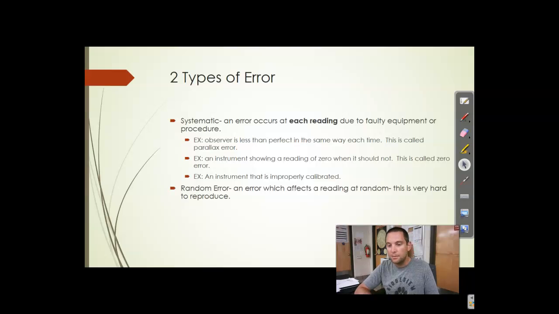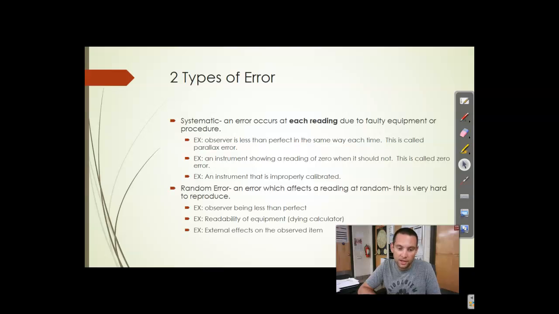Random error happens when there's a reading at random. Very hard to reproduce, so it's going to show up in your graphs as an outlier. That's when an observer is being less than perfect. Could be from the readability of equipment. If you've ever used a calculator where it's pretty much dying, you can see some lines. Is it a 3? Is it an 8? Maybe it's a 5. So that could be a random error.